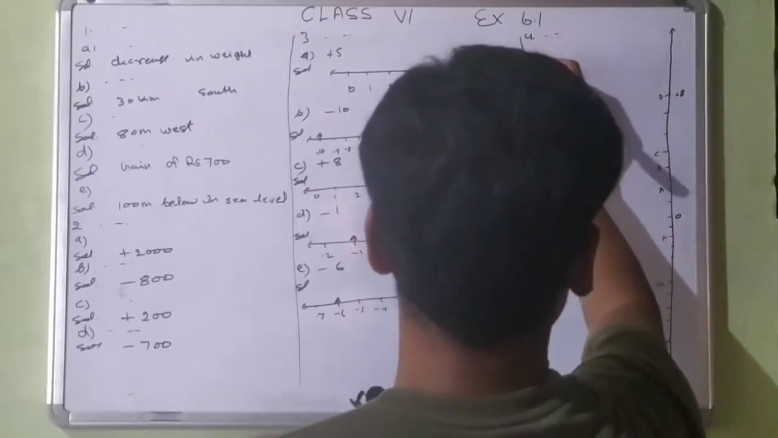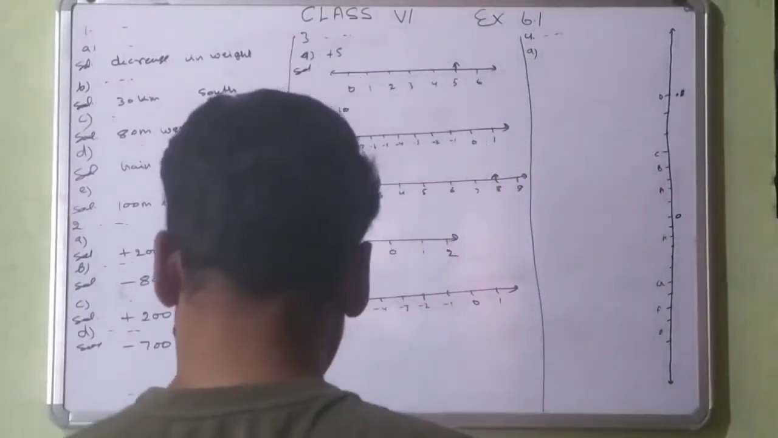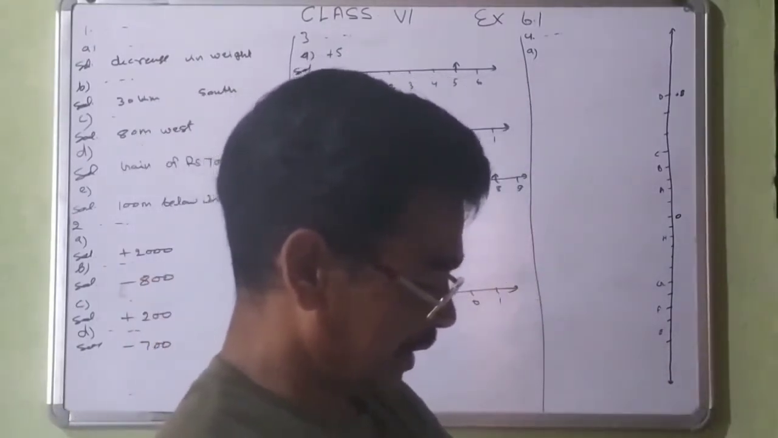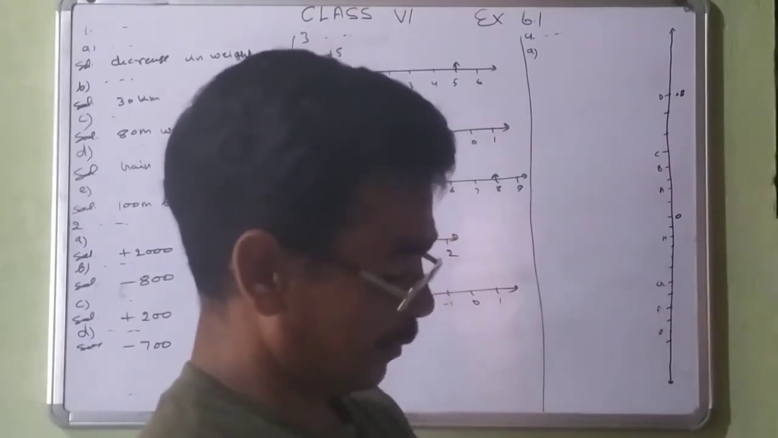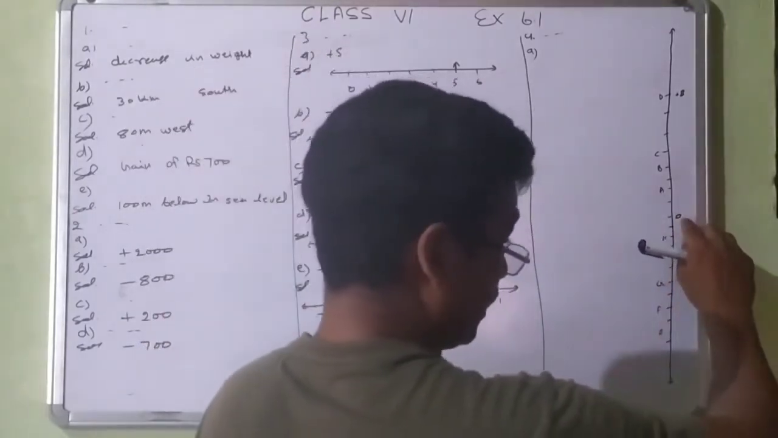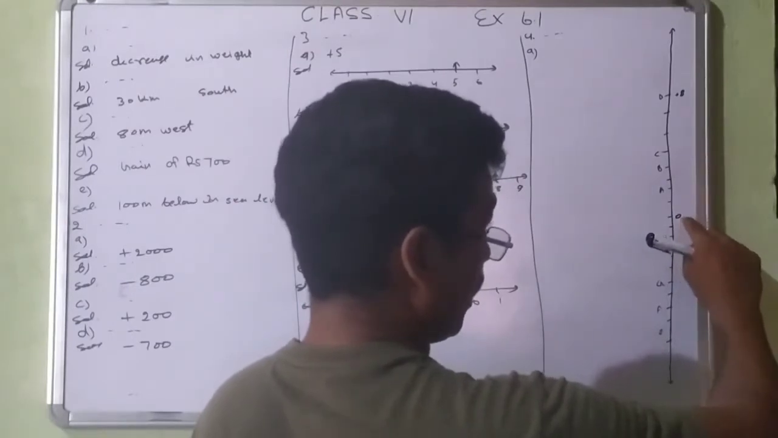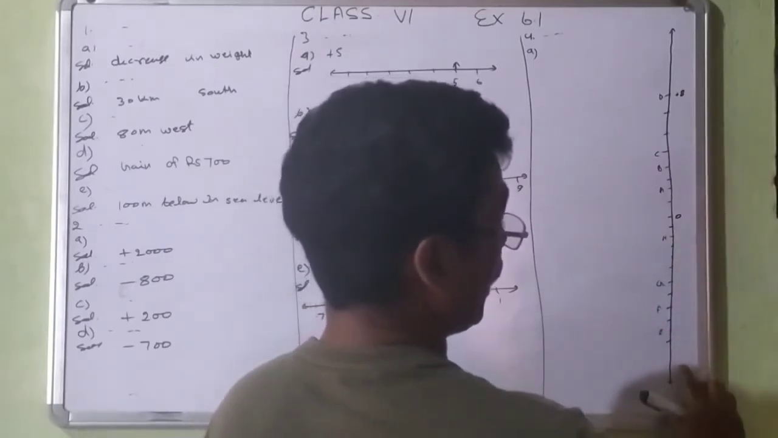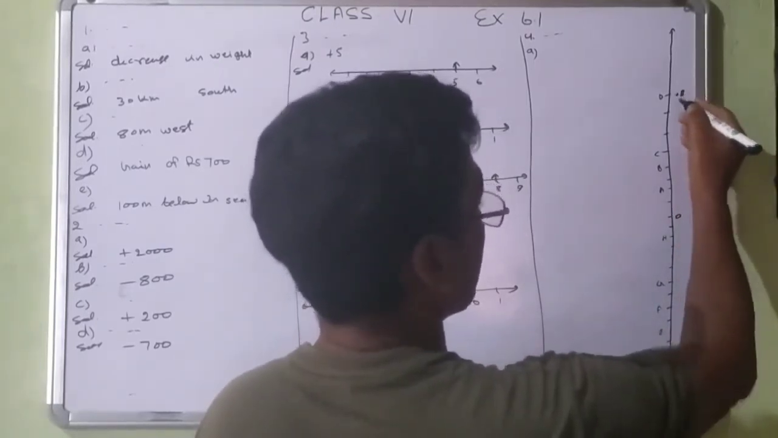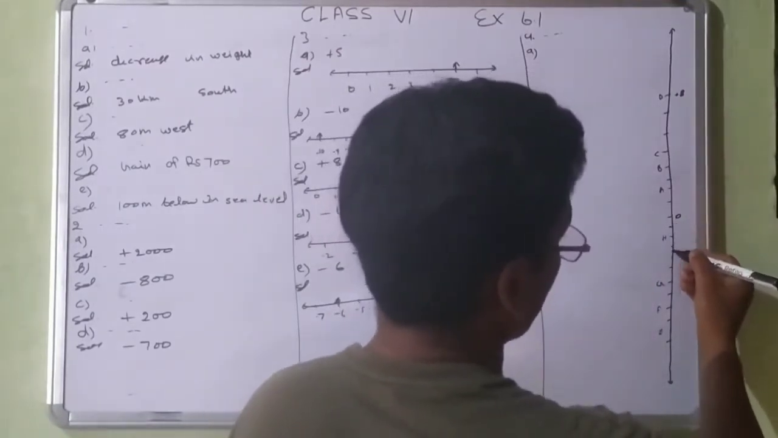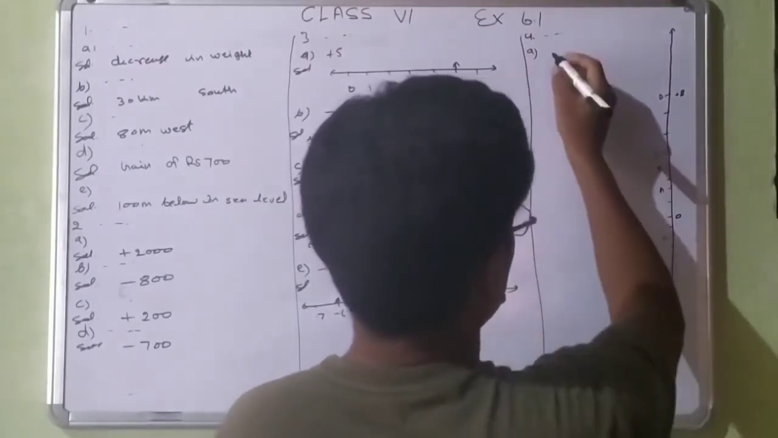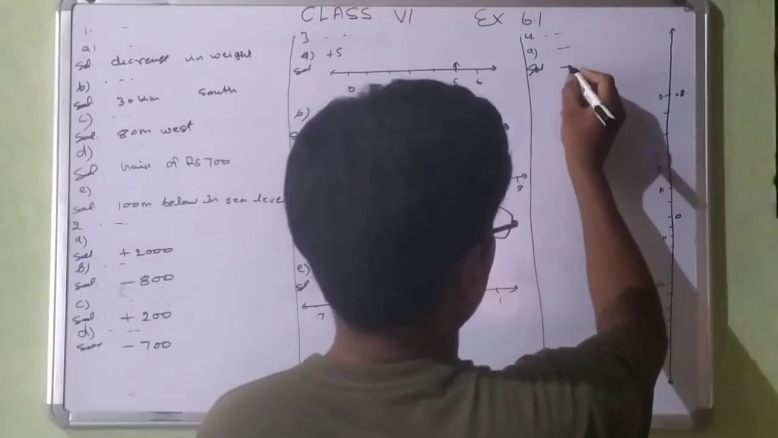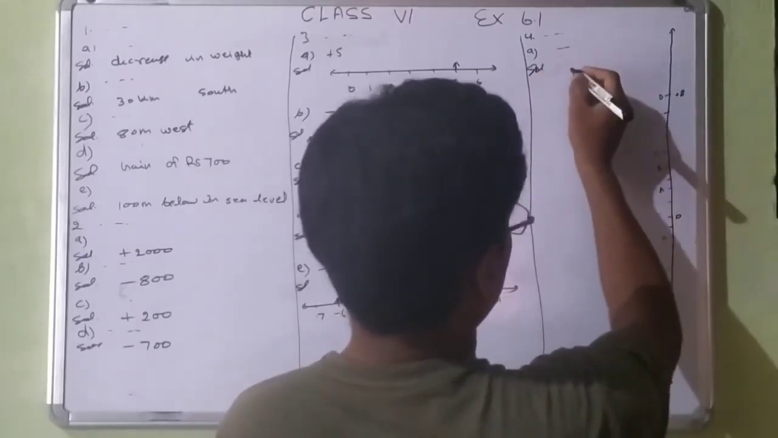Now the A part is saying: if point D is plus 8, then which point is minus 8? It means this is the 0. Above the 0, the numbers are plus. Below the 0, they are minus. So this is plus 8. Which is the minus 8? 1, 2, 3, 4, 5, 6, 7, 8. So that will be F.